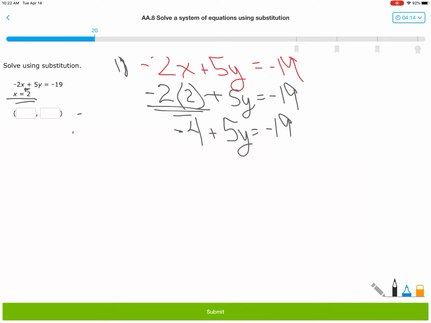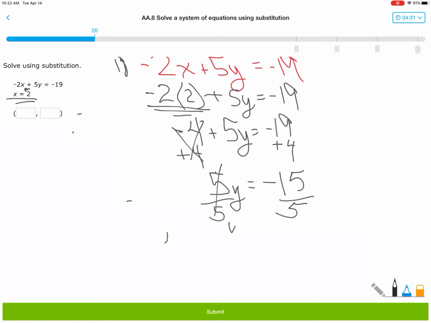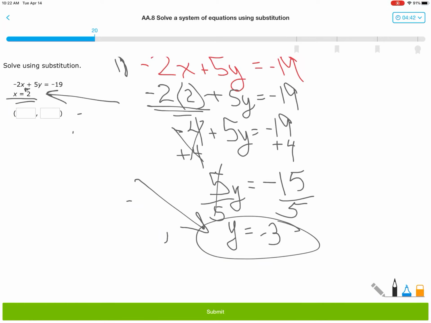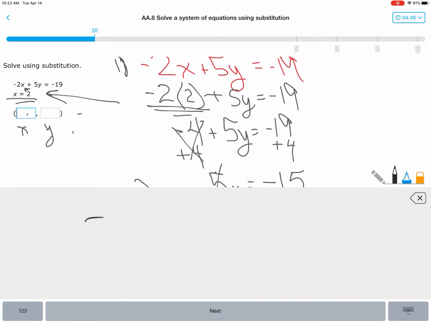5y is negative 19. Same type of thing, we're solving for y, so I've got to move the 4, plus 4, plus 4. 5y equals negative 15. Divide by 5. y equals negative 3. Now I said this is another simple one because I don't have to do anything after that. I have y and I have x. Those are the two things I need. And I'm just going to fill them in right there for x and y. X is 2. What do we say y was? y was negative 3.